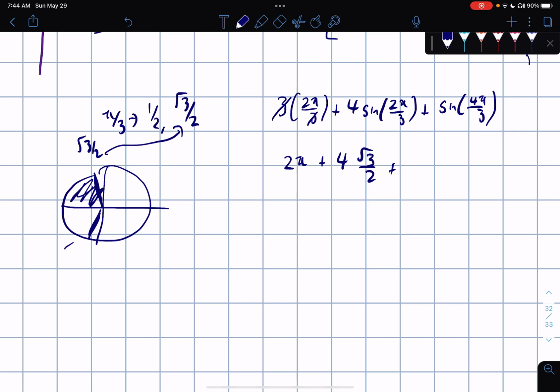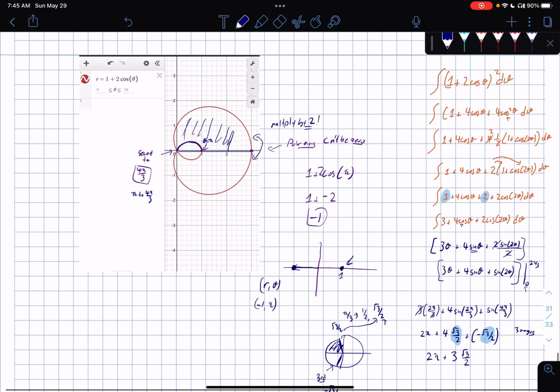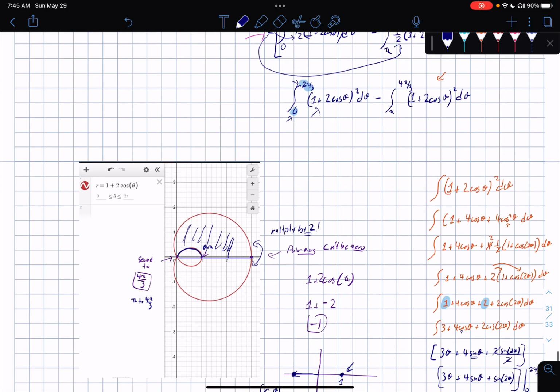Now, here we're in the third quadrant, so it should be negative square root of 3 over 2, the y coordinate. So negative square root of 3 over 2. Now, notice that these two are the same, so I can just say that 4 oranges minus 1 orange is 3 oranges. So it's 3 square root of 3 over 2. So this is this part right here.